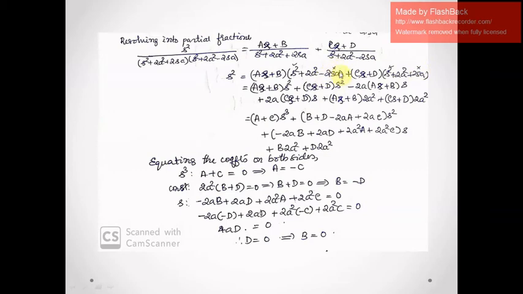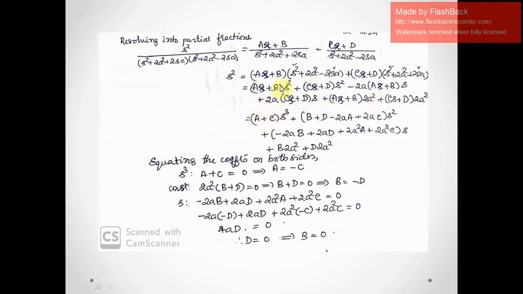So this is minus 2as into As plus B. S I have written last, that's it. Cs plus D into this term, 2as into Cs plus D, only that s I have written later. Then constants, 2a square is here, 2a square is here, 2a square into As plus B, and 2a square into Cs plus D.